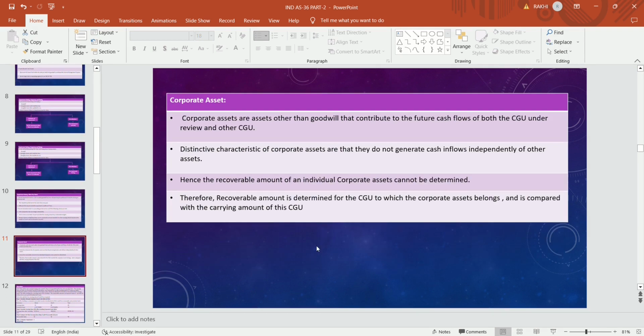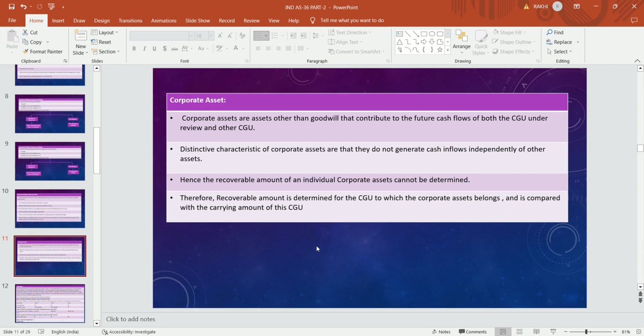Now, coming to the corporate asset: this means any building other than the factory building, like an office building where the administration works. That is known as a corporate asset. Corporate assets are the assets other than goodwill that contribute to the future cash flows of both the CGU under review and other CGUs. It means these assets support these cash generating units in order to run their business properly.